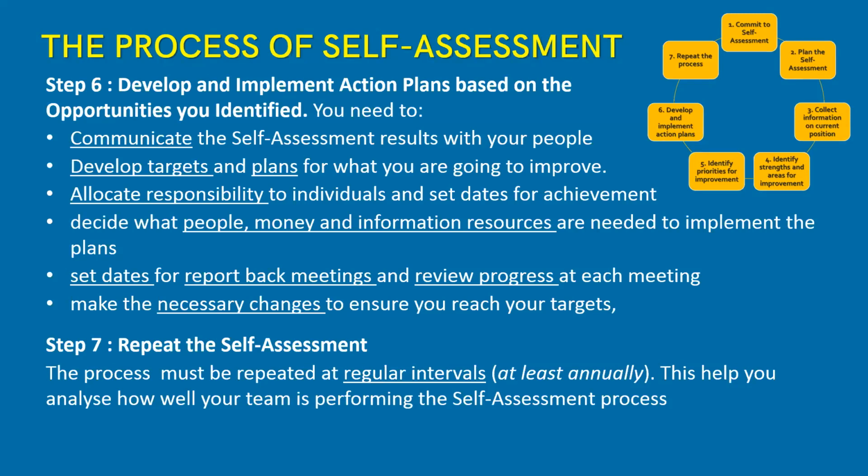Step 6 is then to implement the action plans based on opportunities you've identified. It's important to communicate your results to your personnel, develop targets and plans for what you're going to improve, allocate the responsibility to individuals and set achievement targets and dates, decide what people, money, information, resources are needed for the implementation, set the dates for report back meetings, review the progress at each meeting, and important, make necessary changes to reach your targets. And then it begins all again. Do this regularly, at least annually. That way it becomes a culture of continuous improvement in the business.